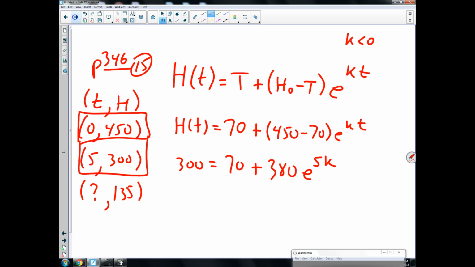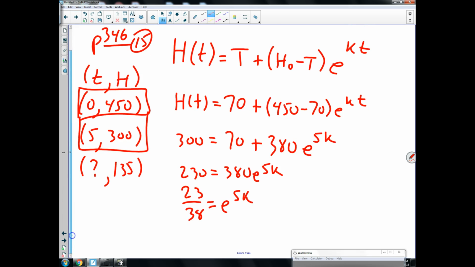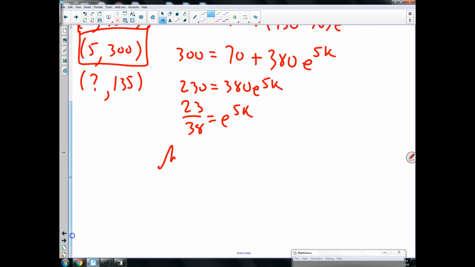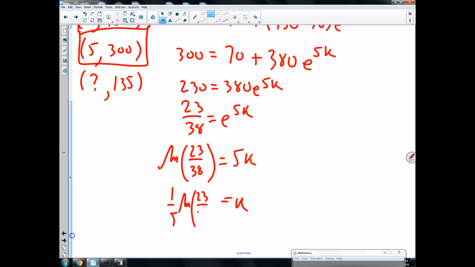All right, so how do you do that? Subtract 70. Divide by 380. And I reduce by 10. Get rid of the e to the, as you know. That means I'll ln both sides. And divide by 5. So there's your decay rate. Now notice, I don't care what the decimal version is here because I'm going to use this exact value. You can give me a decimal if you want. But I'm going to use that exact value because I'm not done. That's not the question. The question is, what's t when H is 135 using this value of k?